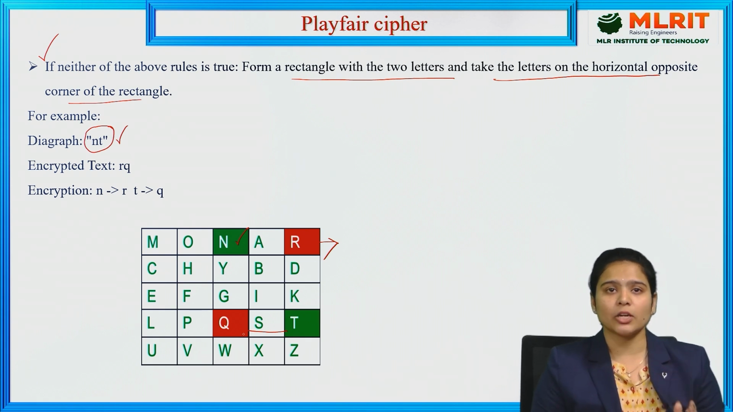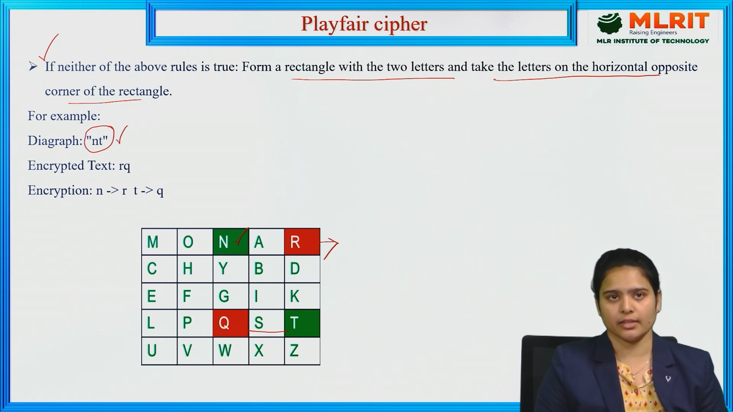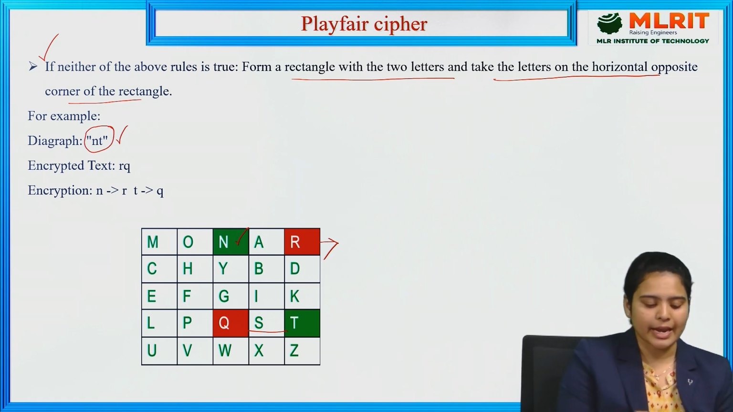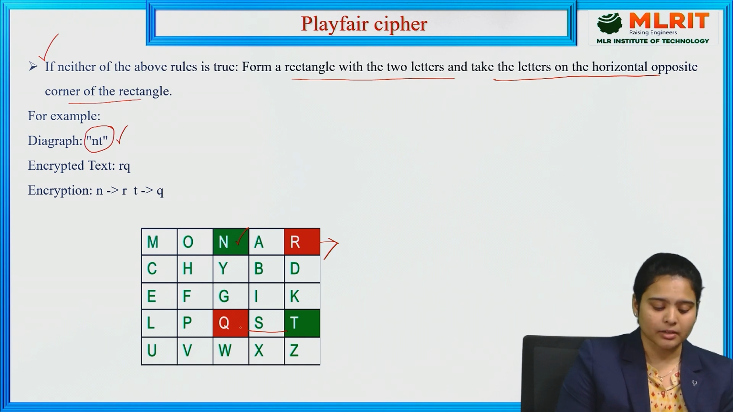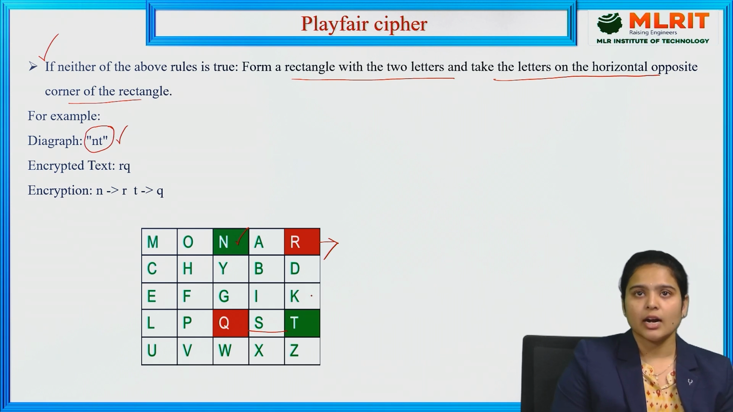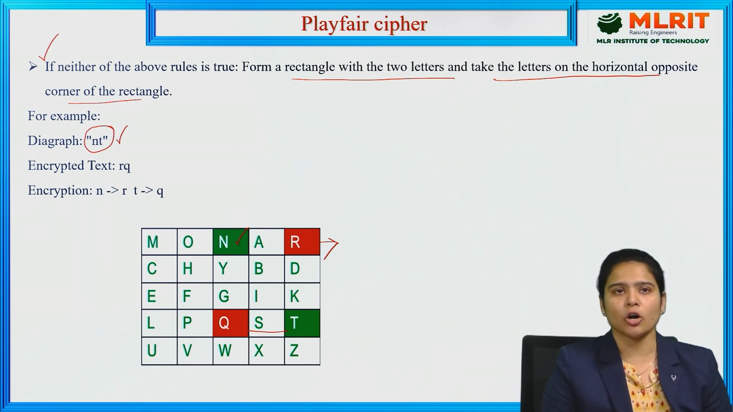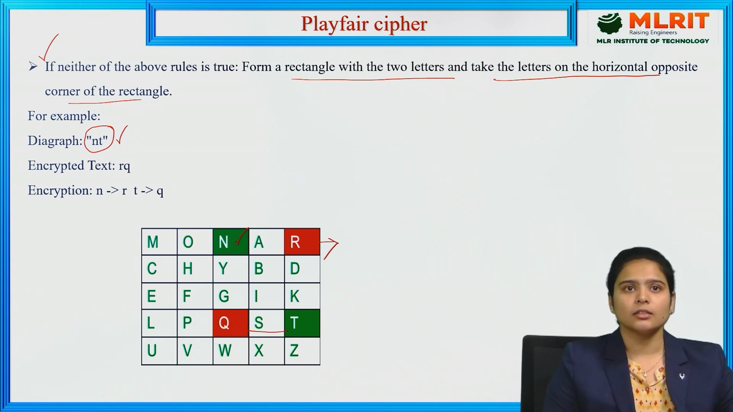The letter in the middle goes to the rightmost corner, and the rightmost corner goes to the middle of the horizontal line. That is the output: N becomes R, T becomes Q. For example, if D belongs to Y and G belongs to K, the two letters are then at the horizontal opposite corners of the rectangle. That is the third rule.